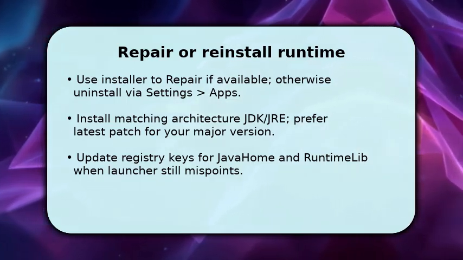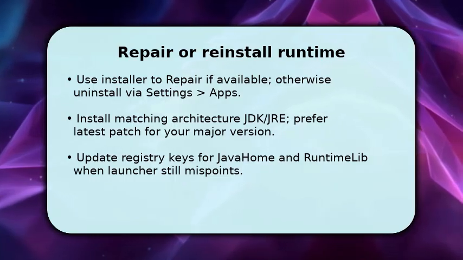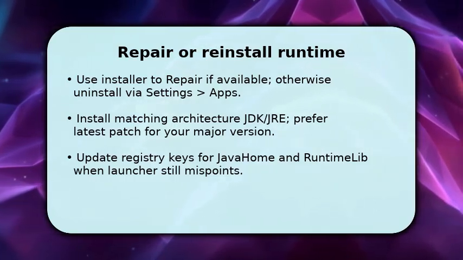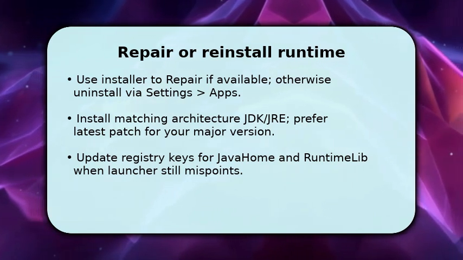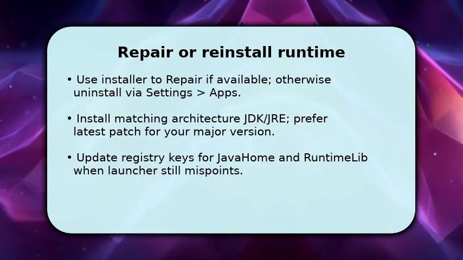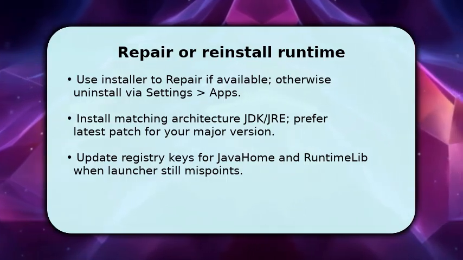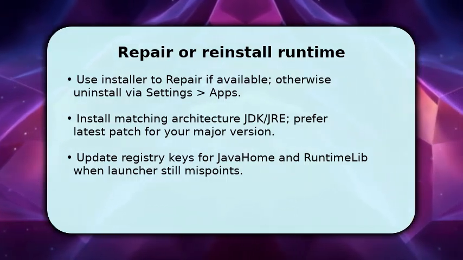Once installed, update Java home and path again, and if the launcher still targets the wrong file, correct Java home/runtime lib registry keys to point to the new jvm.dll. Finally, validate the fix by running java -version and java -jar your app.